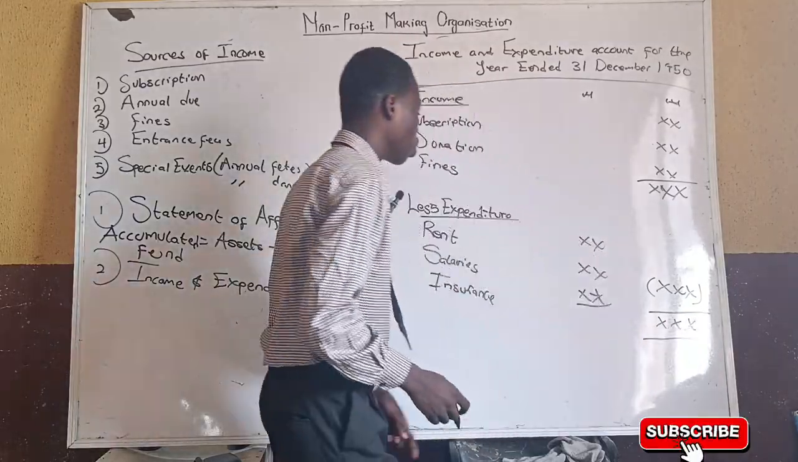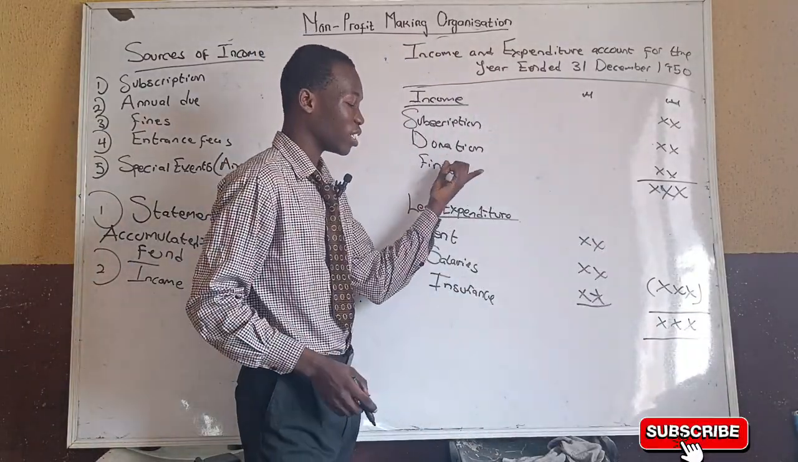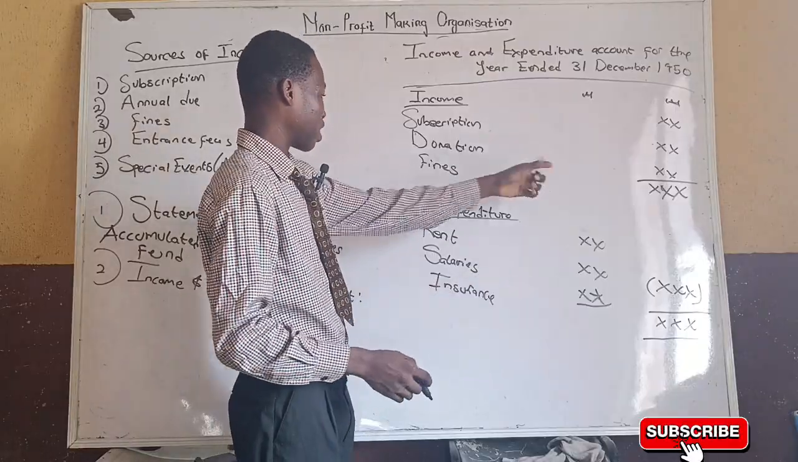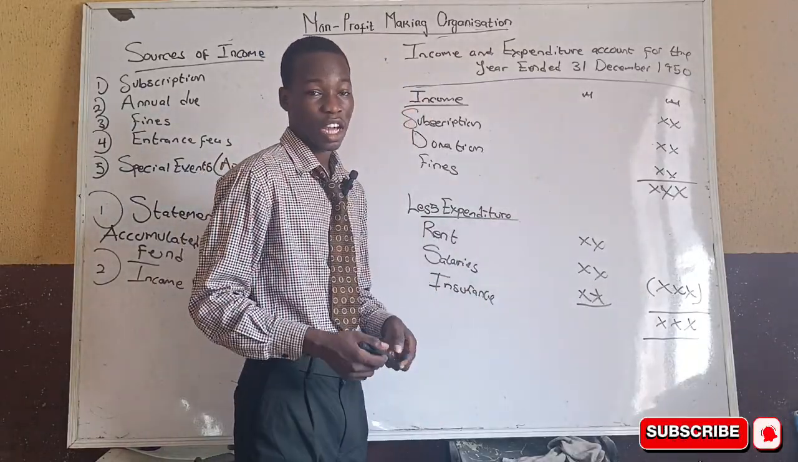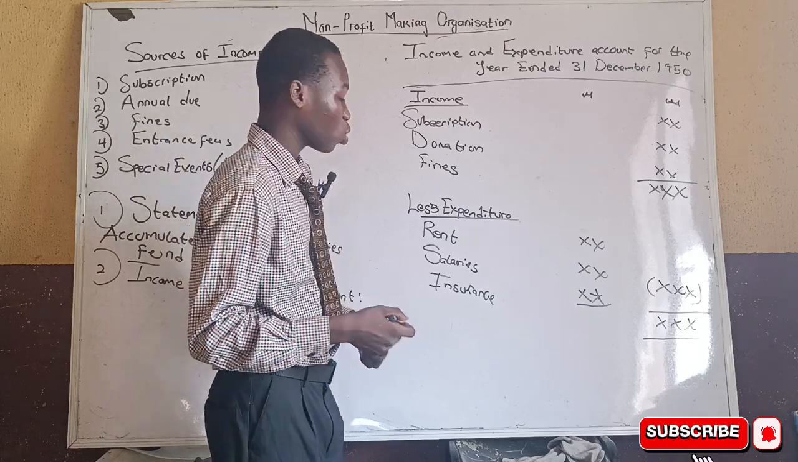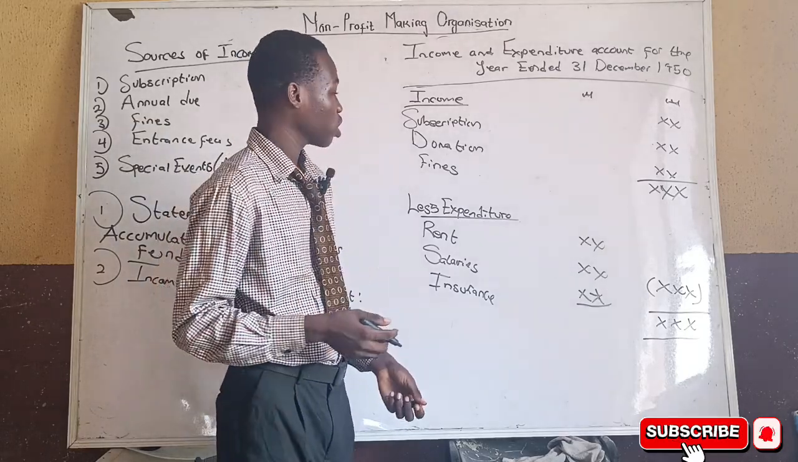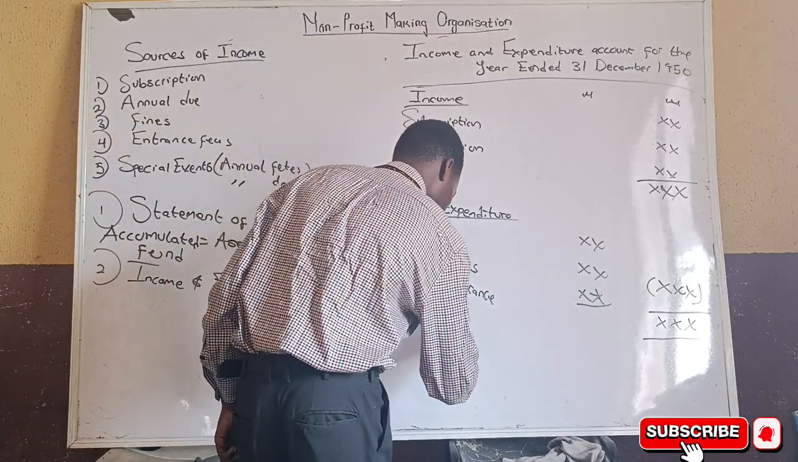Then your result, for instance, now if the income is greater than the expenditure, that is, the amount here is bigger than this, it simply means that we have a profit, right? So it is no longer called net profit. It is called surplus.